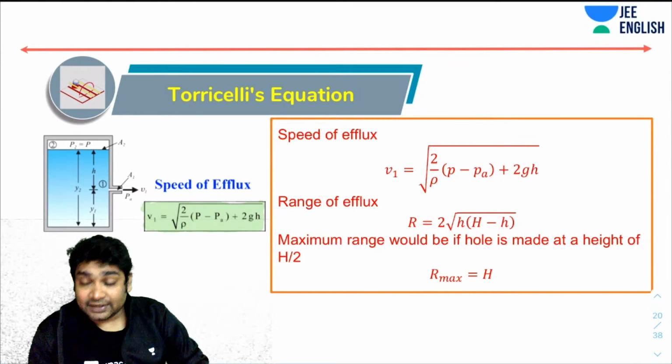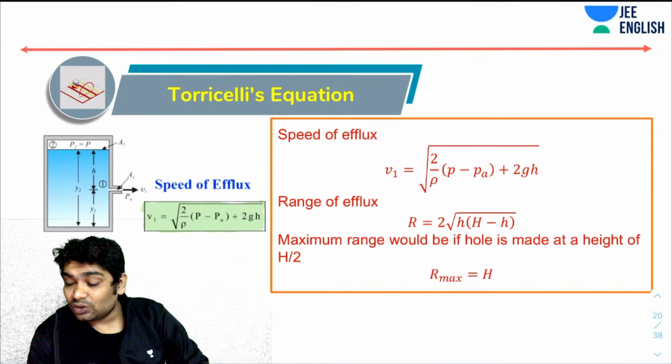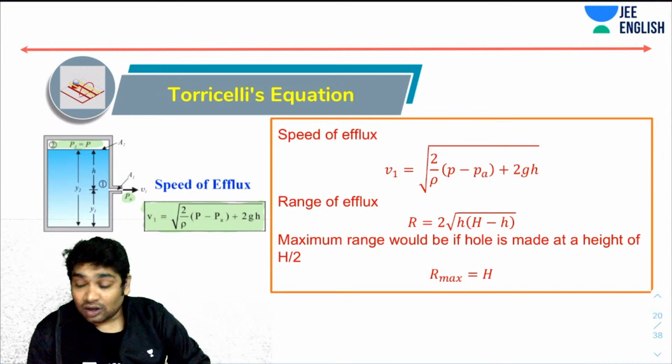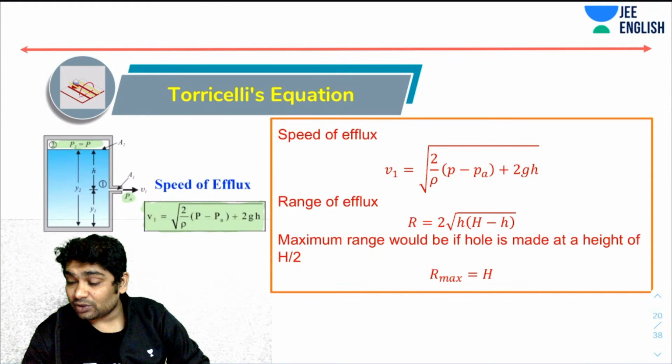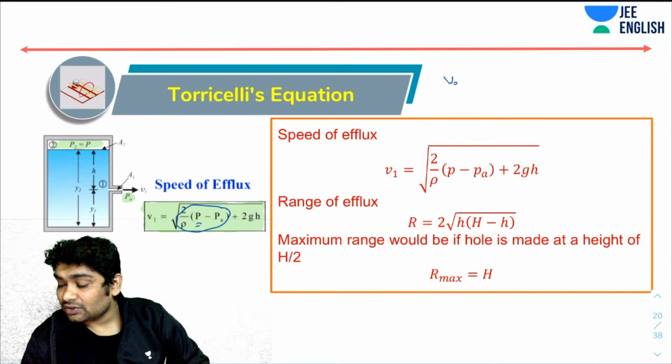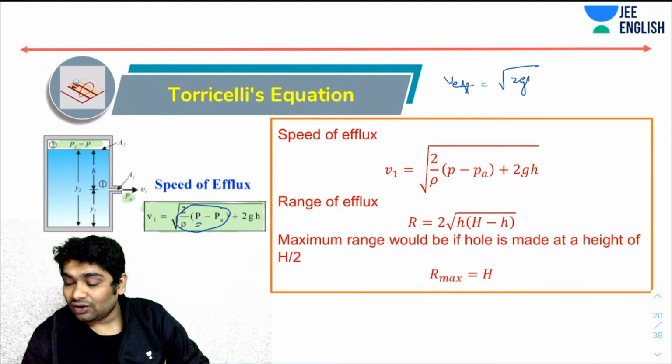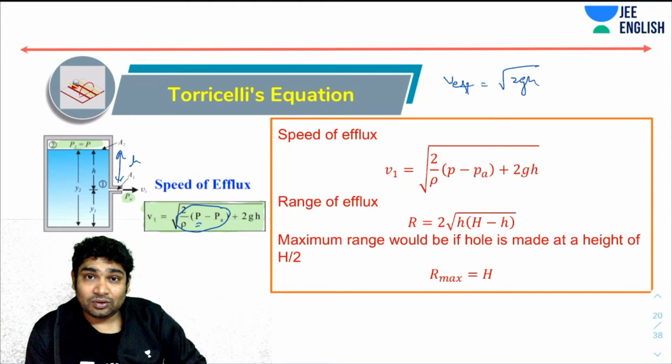Now you will realize here the container has been closed, so internal pressure is assumed to be P2 and external pressure is P0 or PA, which is atmospheric pressure. Now, if this container was open to the atmosphere, then P would be equal to PA and this term would become zero. So velocity of efflux eventually comes out to be root 2 g h, where h is the height of the water column above our orifice.